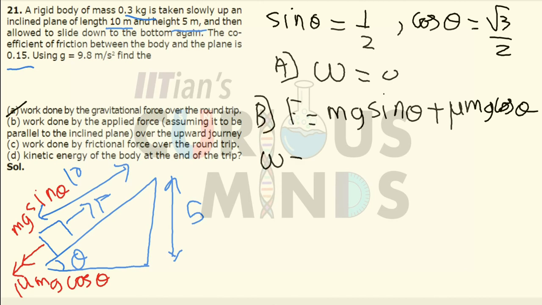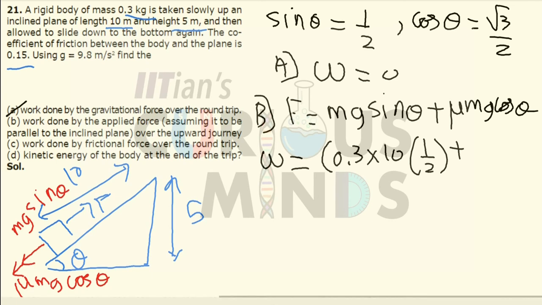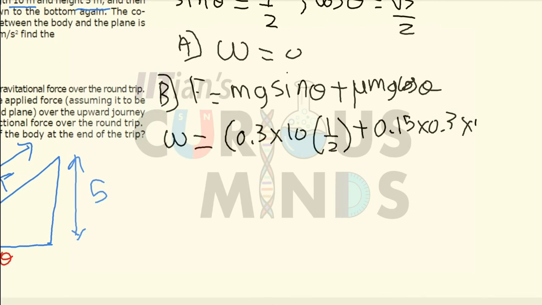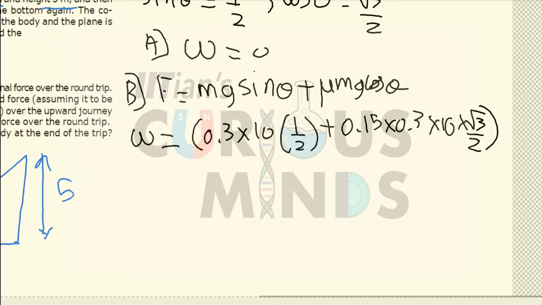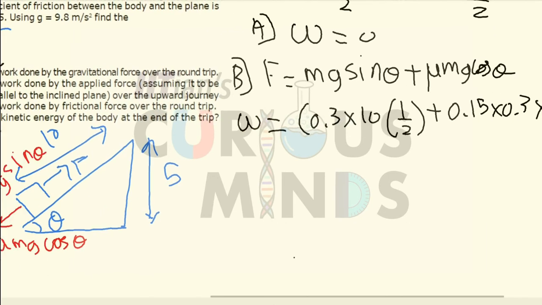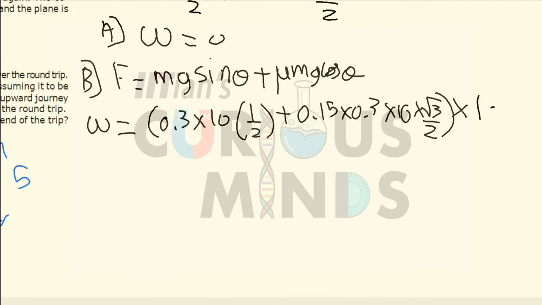So the work done will be equal to force into displacement. Let us first find out the value of the force. The mass over here is given as 0.3 and g is given as 10. So sine theta is half, plus mu, which is 0.15, into mass 0.3, into g which is 10, into root 3 by 2. This is the entire force, and into displacement. The displacement will be equal to the length of the plank, which is 10 meter, so I have to multiply it by 10.